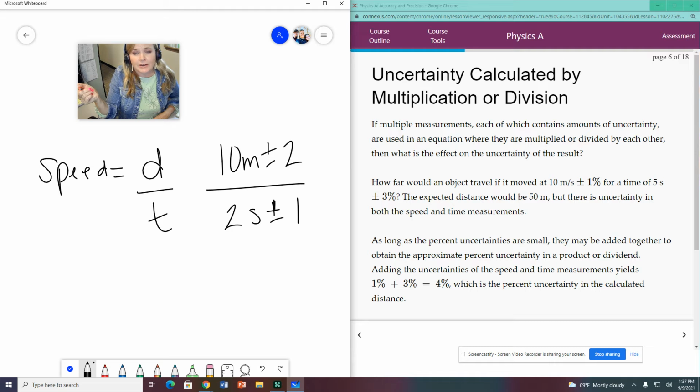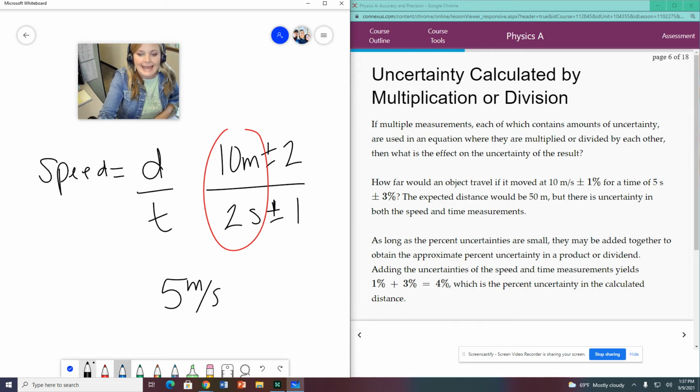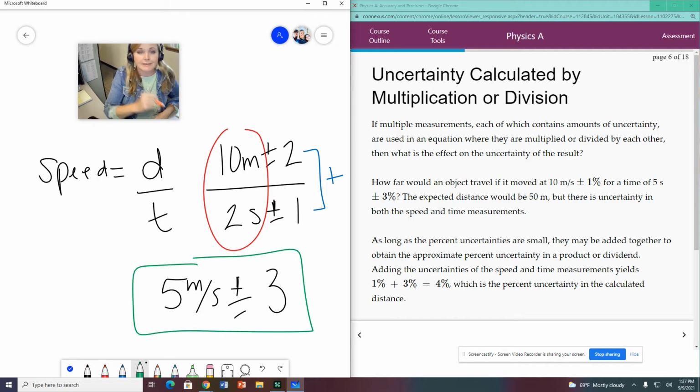Then what it's telling you here is if you're multiplying or dividing, it doesn't matter. You go ahead and do this part first, so that's 5 meters per second. And then you have to add your uncertainties together. So 2 plus 1 gives us a new uncertainty of plus or minus 3. So you're adding those two together. Okay, that gives you the combined uncertainty because the uncertainty of any two values that are multiplied or divided is greater than the uncertainty of either one alone.